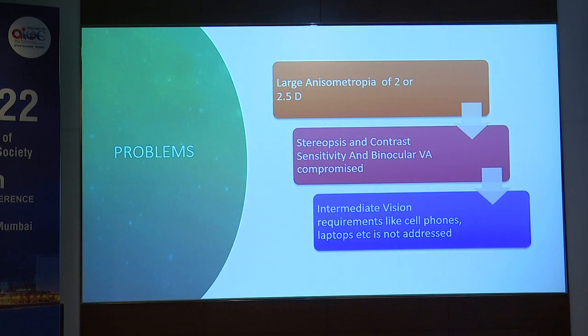Now the problems that occurred with monovision were, in the past, there was a large amount of anisometropia, which was, we were aiming at 2 to 2.5 diopters of anisometropia between the dominant and the non-dominant. Stereopsis, contrast sensitivity and binocular vision were obviously compromised, and the most important thing was we were targeting distance and near, but the intermediate, which most of us need today because of our screen times, was definitely getting affected.